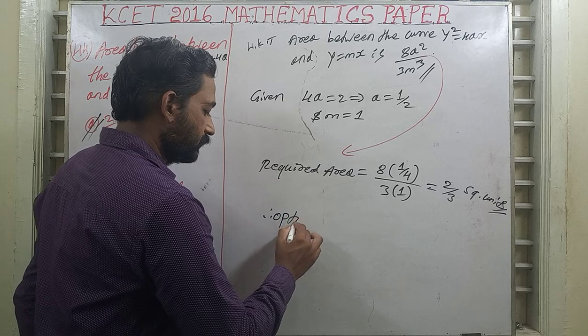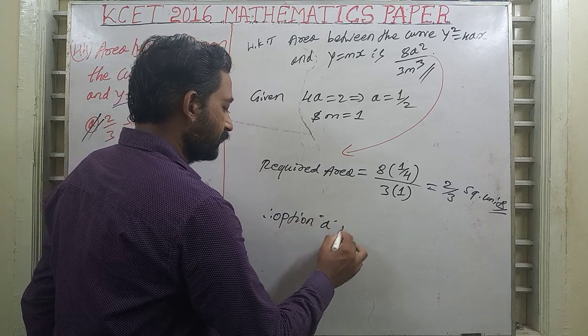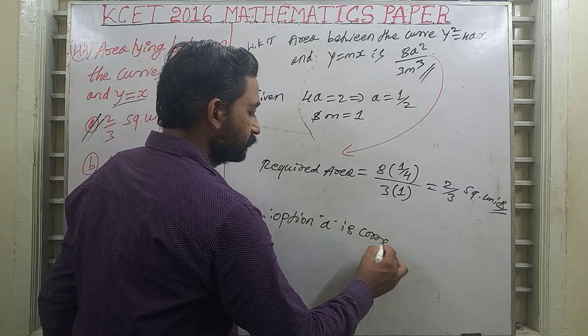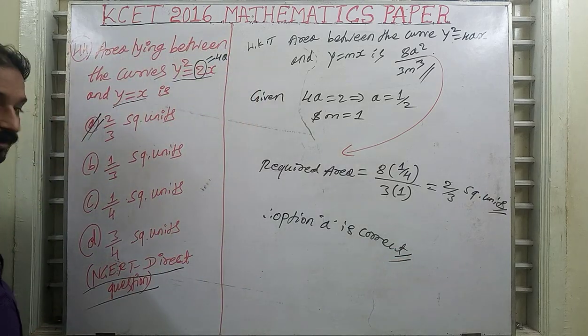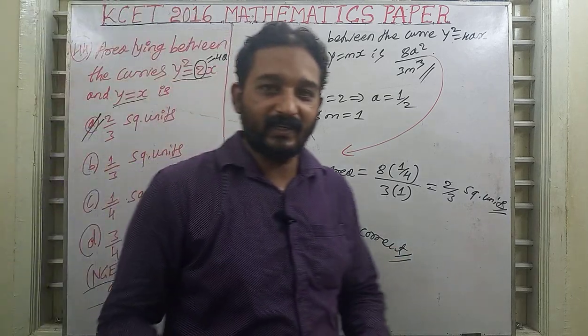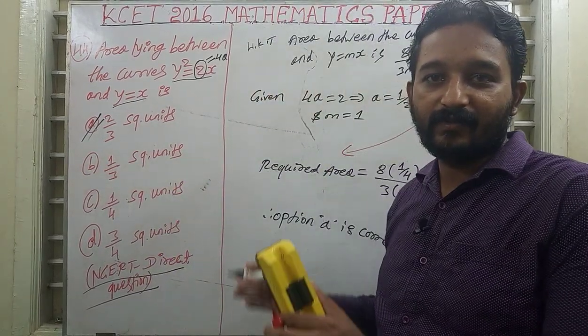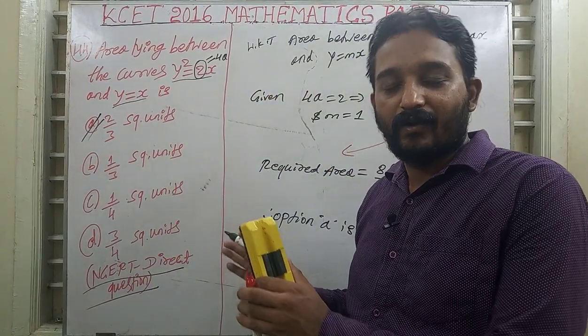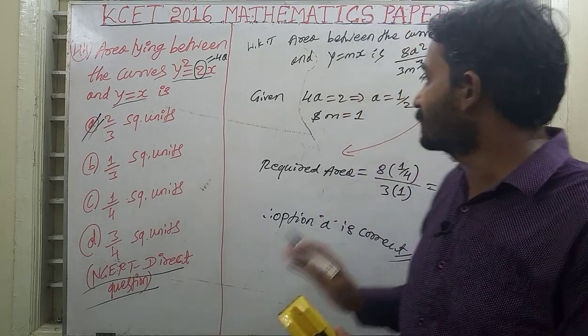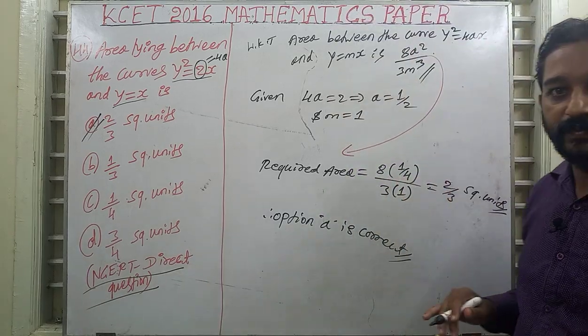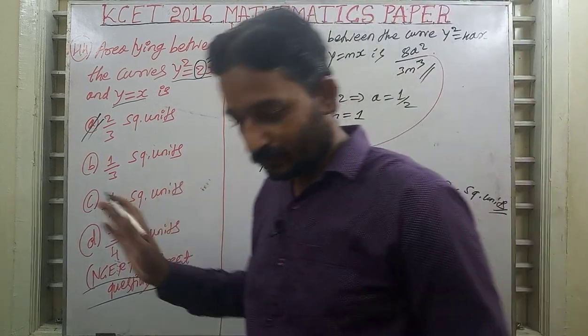Therefore, option A is correct. So this is an easy question, an NCERT direct question. All the students can attempt this question easily because this type of question is already solved. They have already solved it in the NCERT textbook, but in a different way. This is also a different way. Okay, so take down.